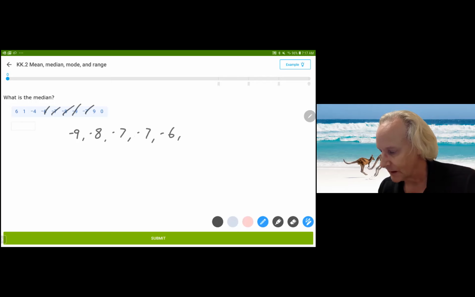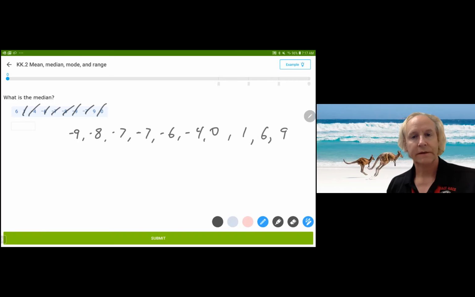There it's gone. Okay, it looks like I've got all my negatives at this point, and now I have a 0, a 1. Oh, I got the -4. Yeah, I forgot to cross it out. And it looks like I have a 6 and a 9. And we're looking for the median. That's the number in the middle of the data set.